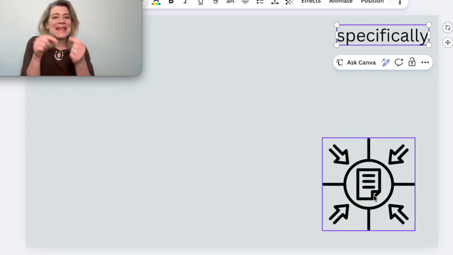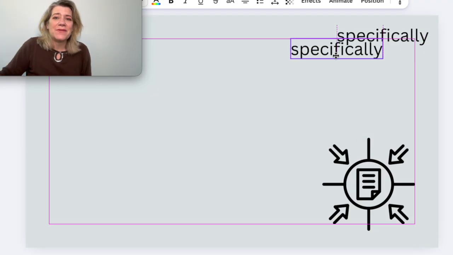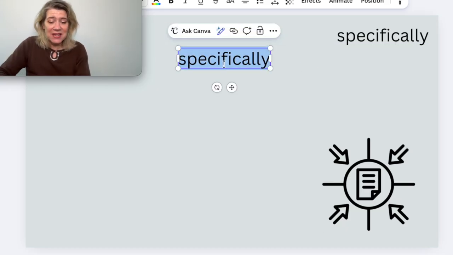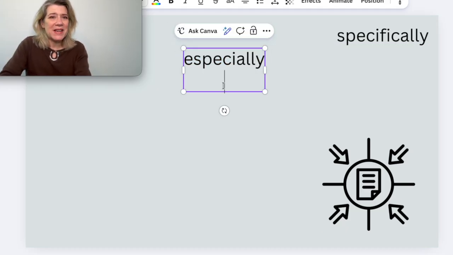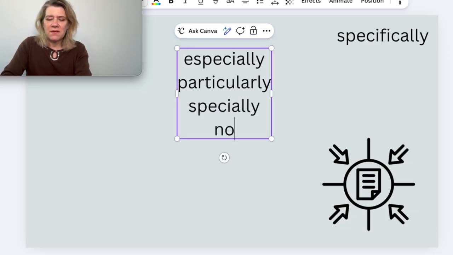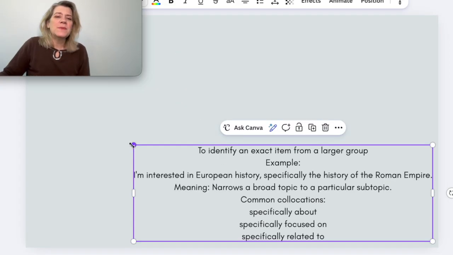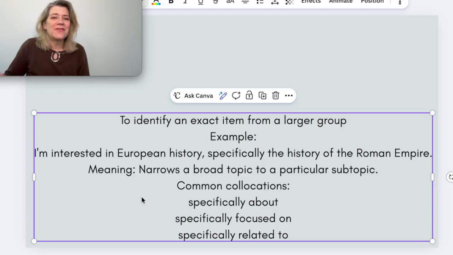Specifically means this one, not the other ones. Some synonyms for specifically are especially, particularly, specially, notably. This one, not the other ones. I'm specifically talking about the word specifically. We use specifically to identify an exact item from a larger group.